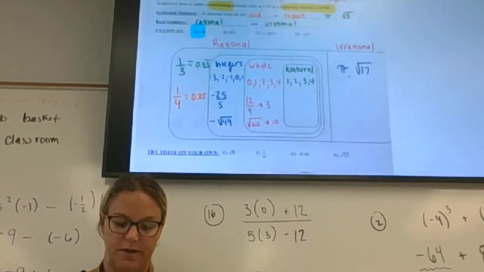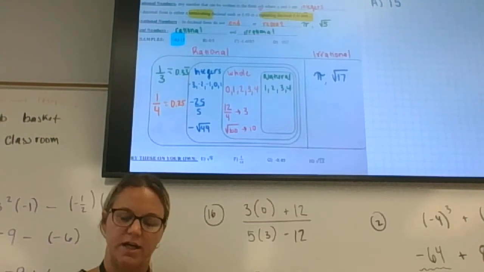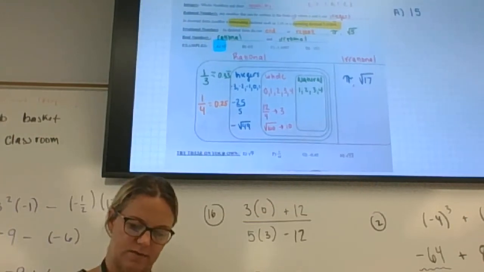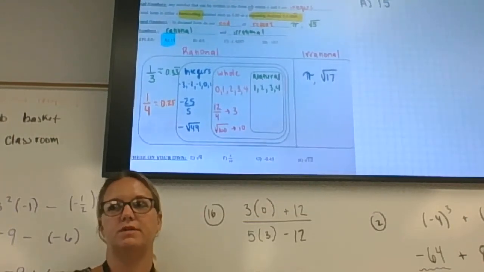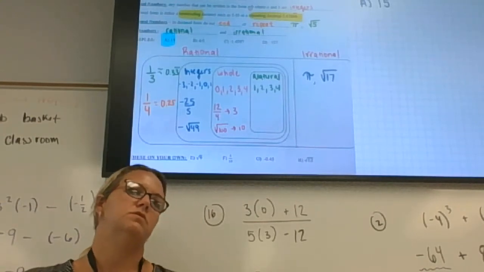There's not really enough room on your paper. I don't know how small you can write, but okay, list every classification, every set of numbers that 15 falls into. You guys go ahead and do all of these in your groups. Try to figure them out.